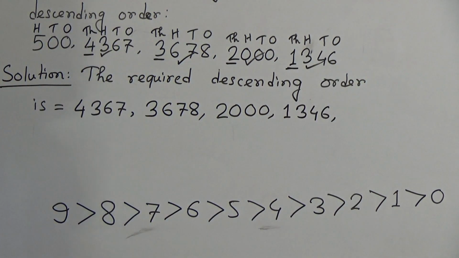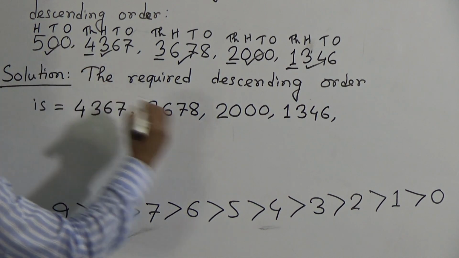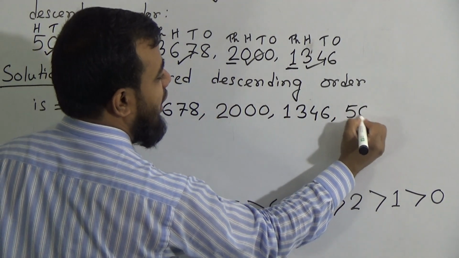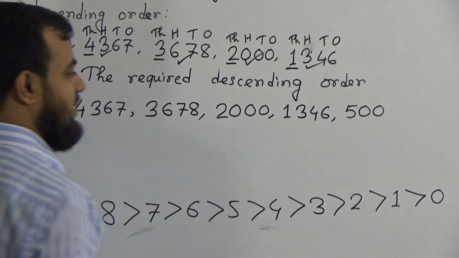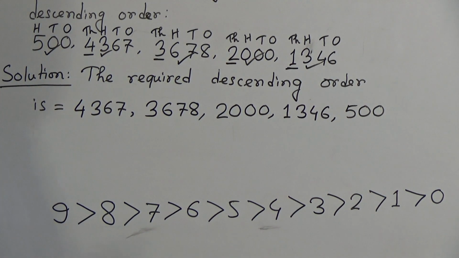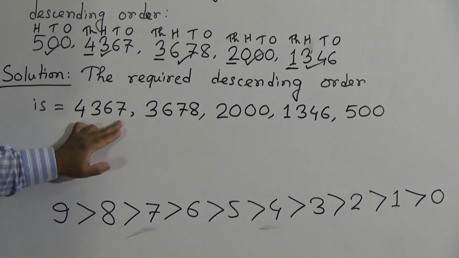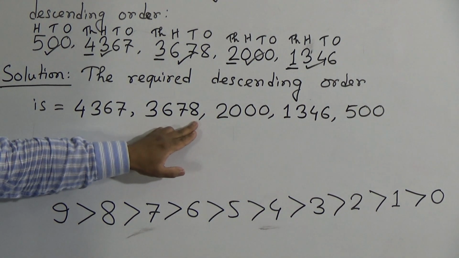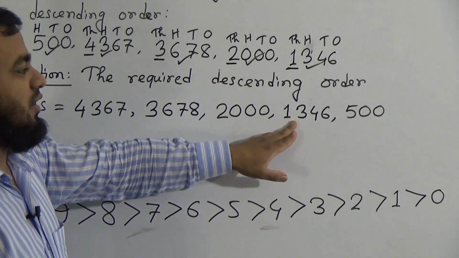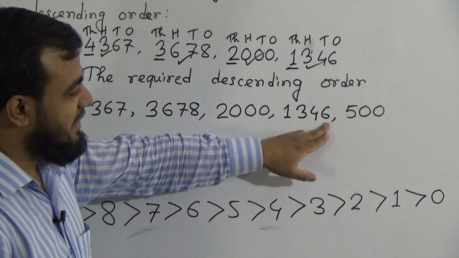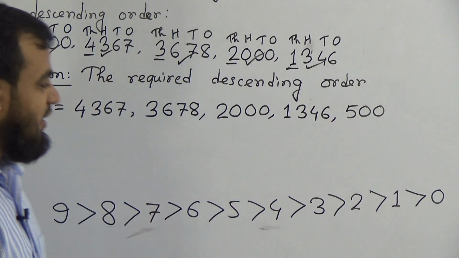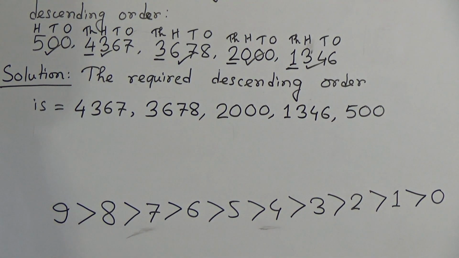Now only one number is remaining, 500. This 500 has no thousands place value, that is why it is the smallest number, and we write it at last. So I write 500 at the last place in descending order. My dear students, this is our descending order: first 4367, next 3678, then 2000, fourth 1346, and the last number is 500. I think you have understood how to arrange numbers in descending order.